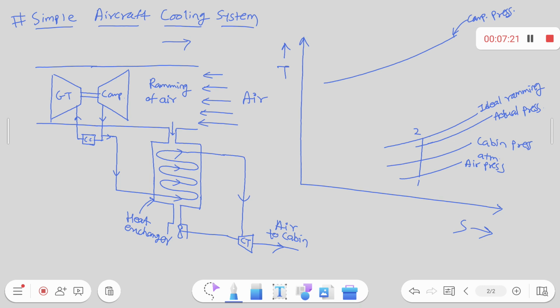1 to 2 is what? Ideal ramming. Right? But ramming will not happen ideally. So actual ramming pressure will be less than that of the ideal ramming because of friction. Right? But temperature will remain same. That is your 2 dash. Right? So the process 1 to 2 dash is what? Actual ramming process. Okay?